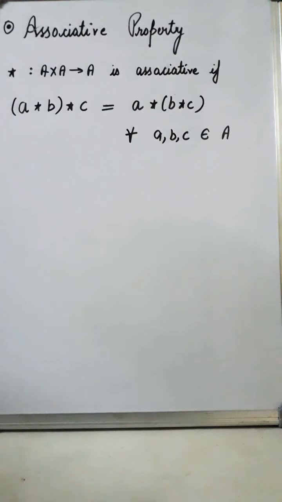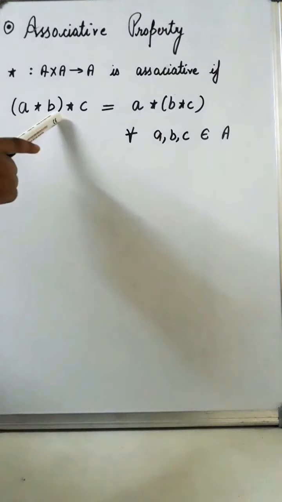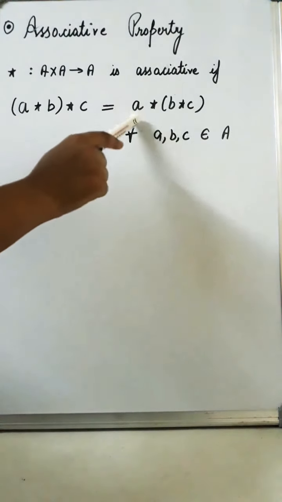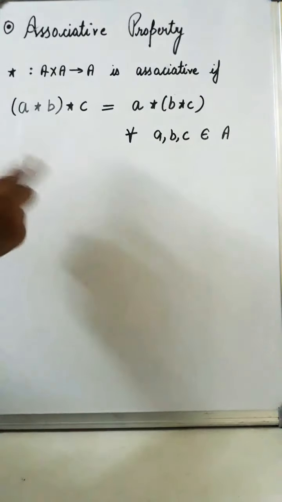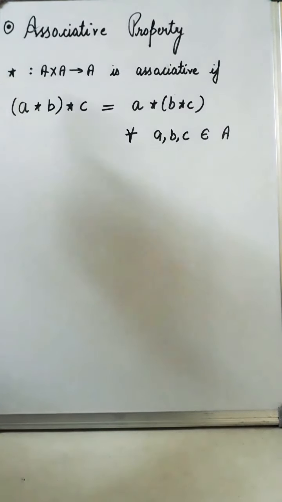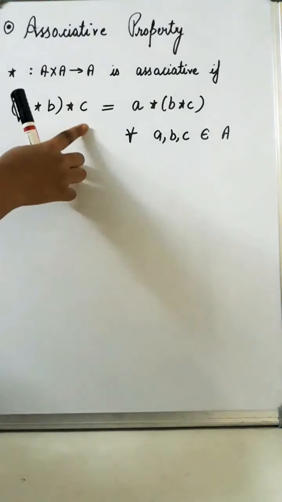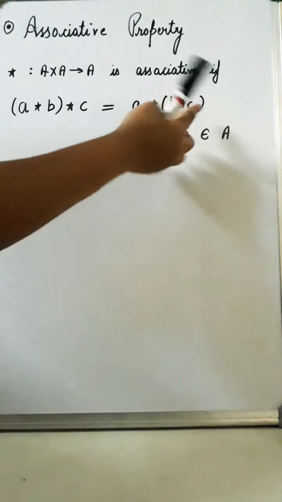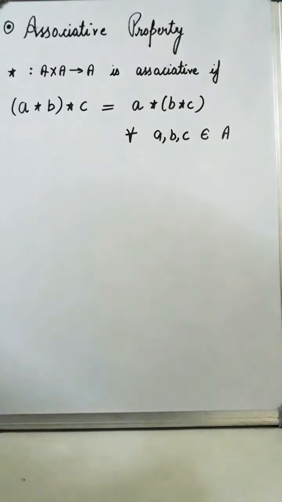Very simple. Associative property. A binary operation star mapped from A cross A to A is associative in nature if (a star b) star c is equal to a star (b star c). It means you can change the order, but your answer remains the same. In this way, your binary operation will be called associative in nature. Now you can very easily verify that addition is associative in nature. You add two numbers and then add the third number, or you leave the first number, add the other two and then add the first one. You will get the same answer. Similarly, multiplication is also associative in nature. These you can verify on your own.